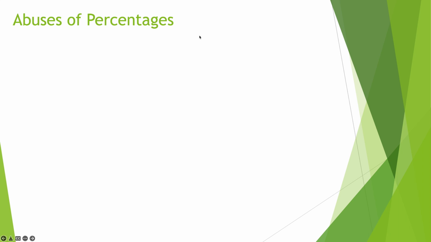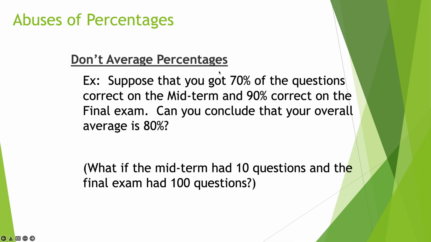Okay, next, abuses of percentages. Don't average percentages. Suppose you got 70% of the questions correct on the midterm and 90% on the final. Does that mean you got 80% of your questions correct? What if the midterm only had 10 questions and the final had 100 questions? You've got to compare it out of the total questions given. So those are some things to be careful about with percentages.